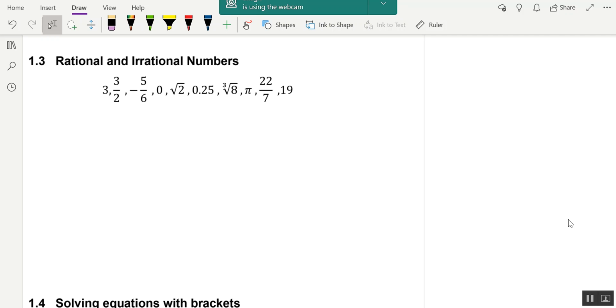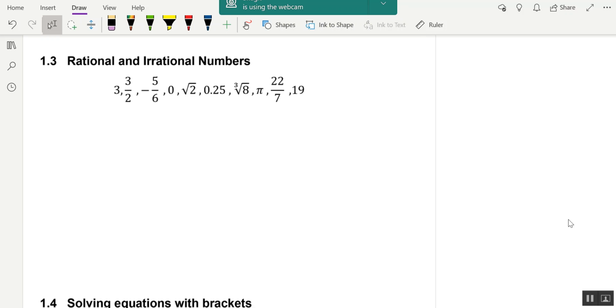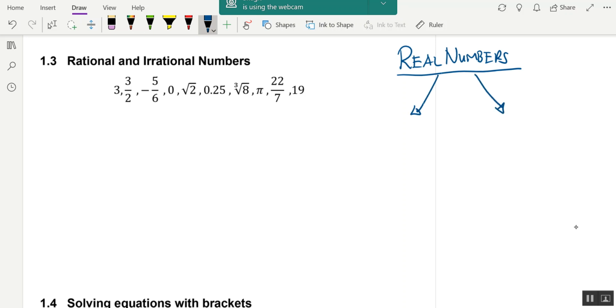Before we embark on this question, let's revise what a rational number and an irrational number are. What we study here in secondary school math is all called real numbers. Real numbers are all the numbers that can be represented on a number line. If you go to JC, you will also study something called imaginary numbers. So among real numbers, there are two types: one is rational and one is irrational.